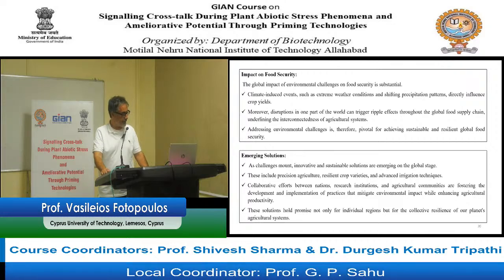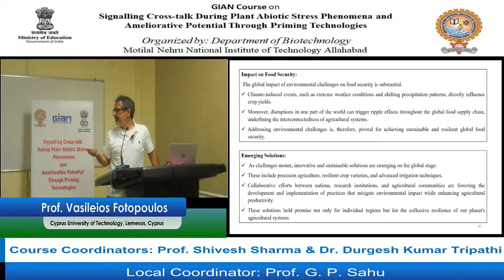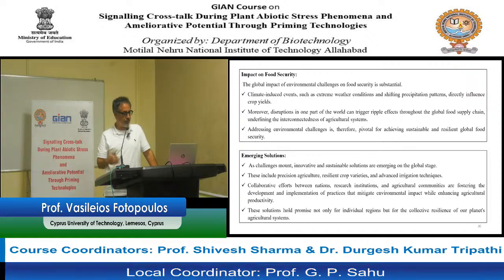And of course, advanced irrigation techniques. For that to be achieved, we need a collaborative effort between different nations and research institutes, hence all of our efforts to promote collaboration between countries, between groups, and so on, in order to foster the development and implementation of practices that mitigate the impact while enhancing agricultural productivity. These solutions are promising not only for individual regions, but for collective resilience at the global scale.